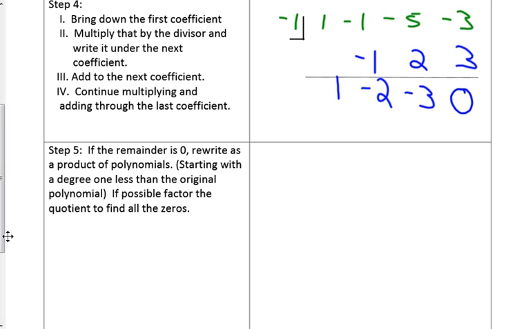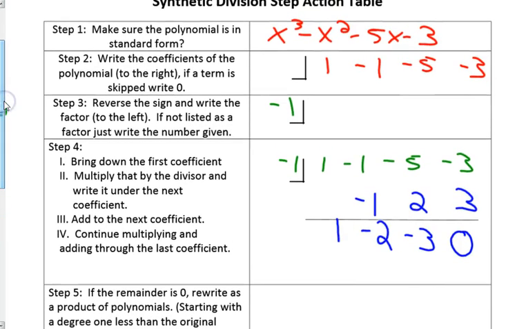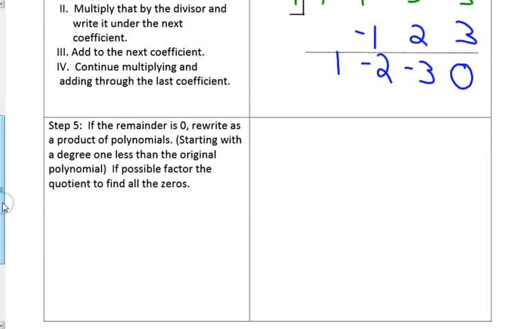Okay, so here's the next step. You need to look to see what the degree of your polynomial is, which is 3. So you're going to start one less than that, 2. So instead of x cubed, I'm going to have x squared. These right here are the coefficients of my polynomial. So I have 1x squared, and then I'm going to write it in descending order. Minus 2x minus 3. And then we factor it.